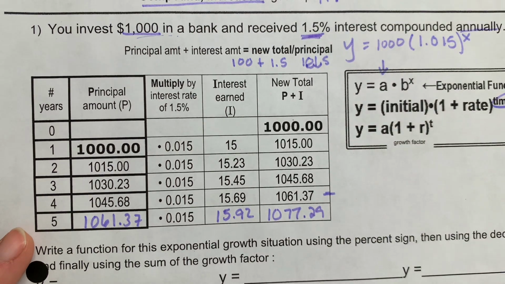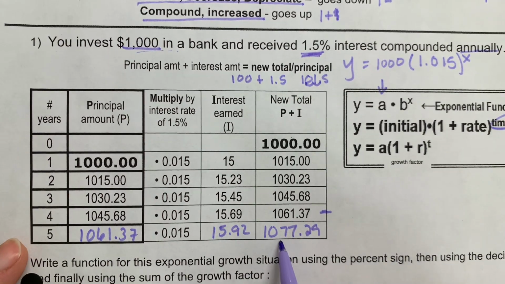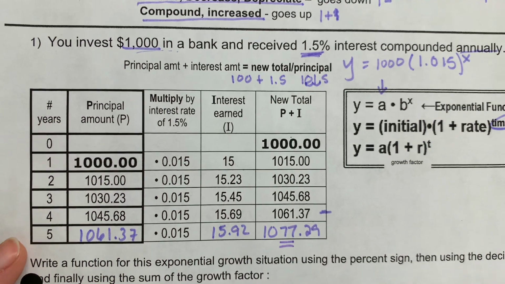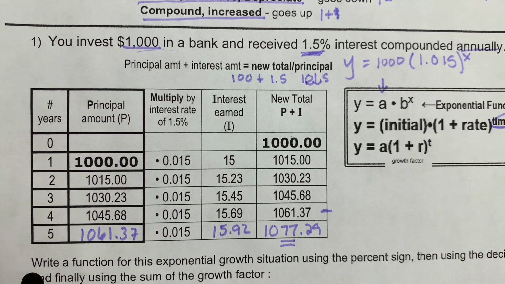So we can see it's not going up a lot because 1.5% interest is not a lot. If it was a 10% interest rate or 12% interest rate, we would see a much bigger jump. But we can see that the money is earning money on itself. We're not doing anything with it. It's just earning money on itself.